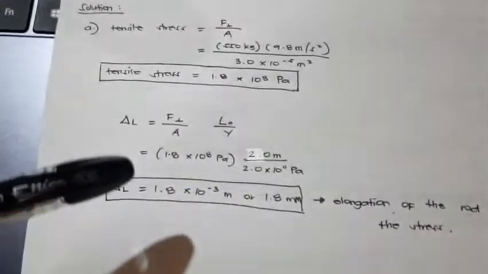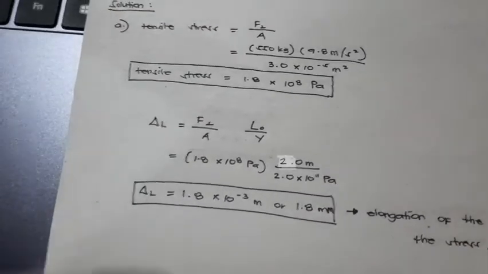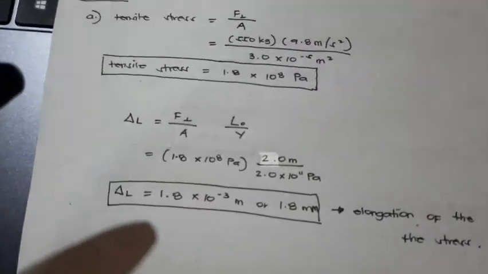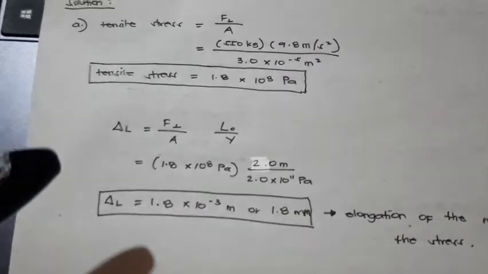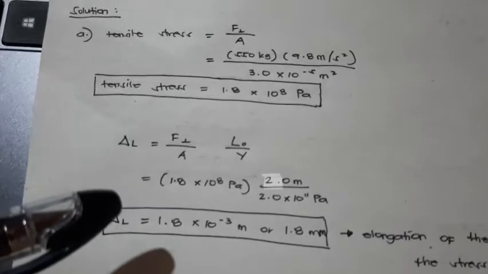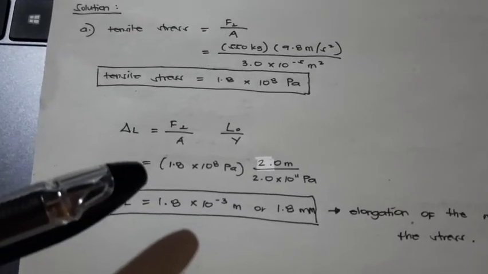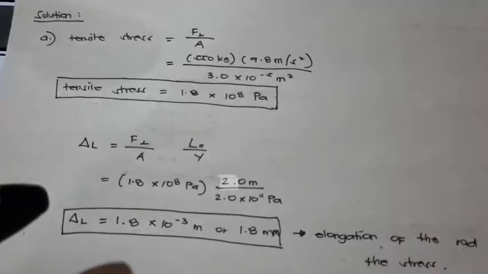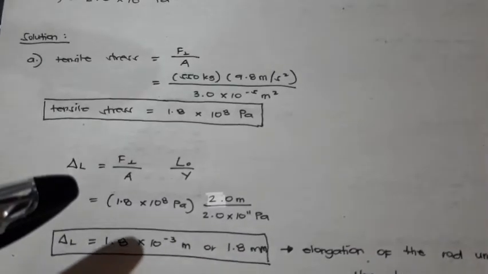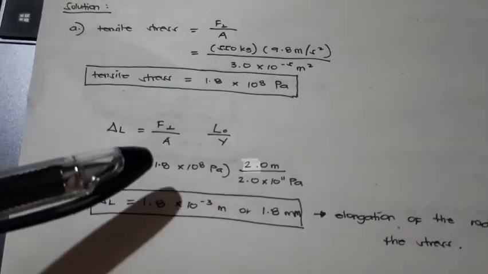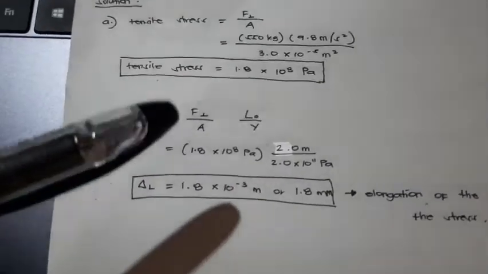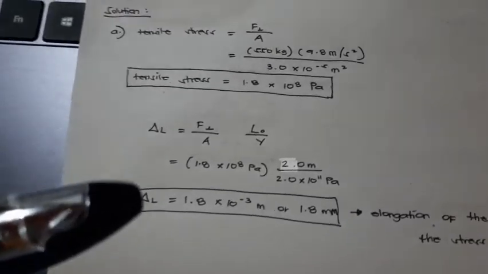So next, the elongation of the rod under the stress. To solve for the elongation of the rod under the stress, using its original length, which is 2.0 meter, we're going to invert this equation. So this is the equation we will use to find the elongation of the rod under the stress.